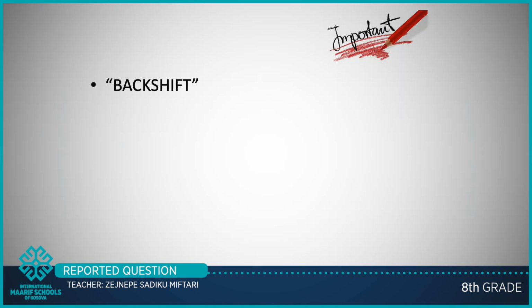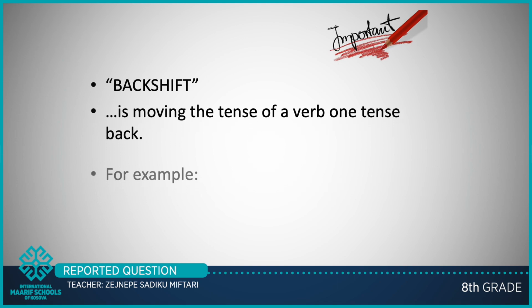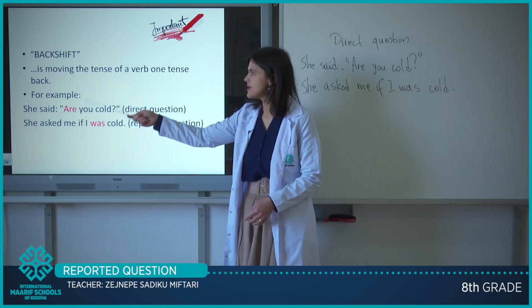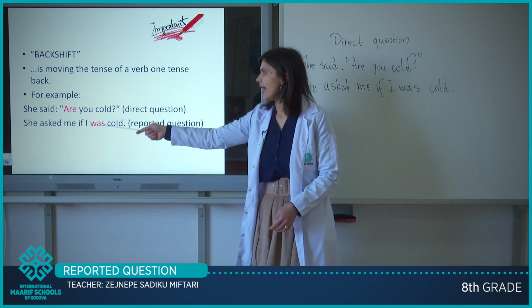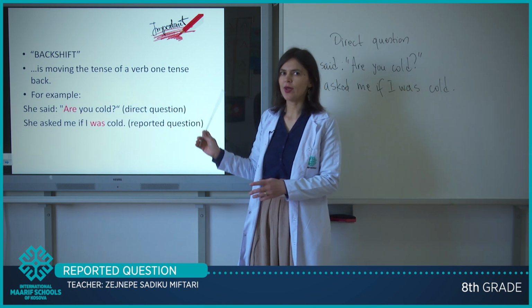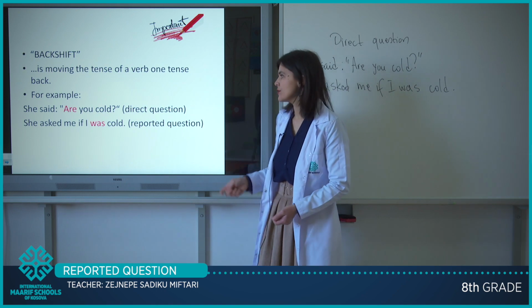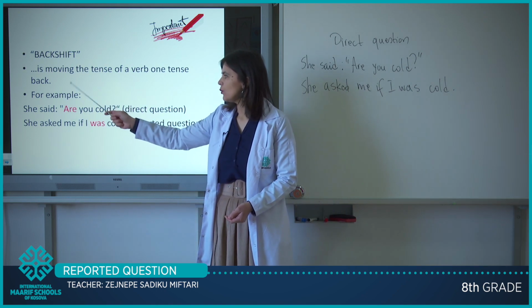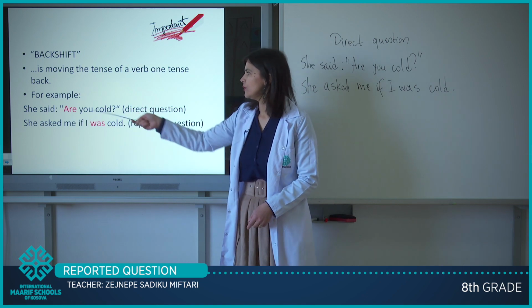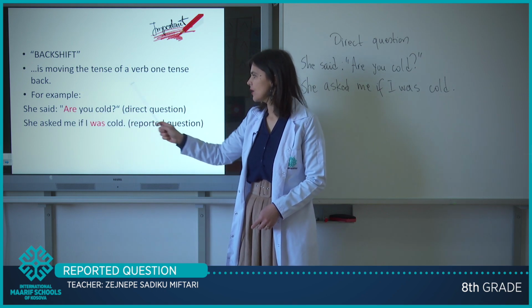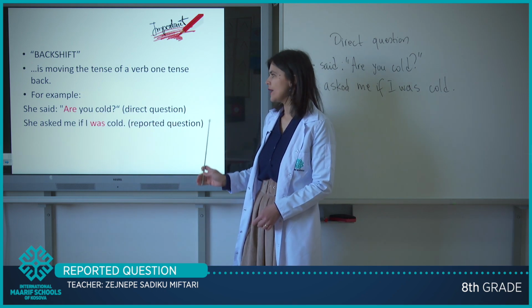When we are looking at these examples, we have to explain something that is very important to remember. It's called backshift. What is backshift? Backshift is moving the tense of a verb one tense back. As you can see in this example, she said, "Are you cold?" So this is a direct question. How can we report this question? And which verb do we have to use? We have to replace the verb said with the verb asked. "Are you cold?" was the direct question. Now we have to say, she asked me if I was cold. So this is the reported question.